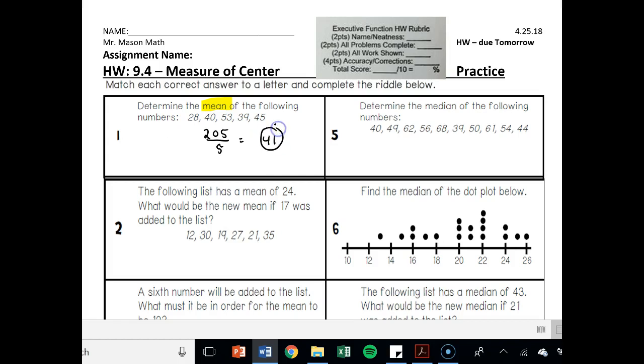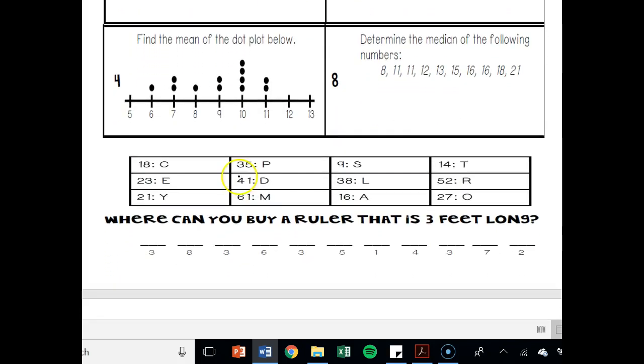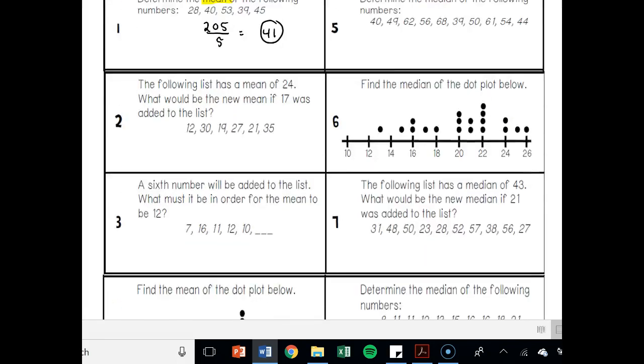Please circle it. And then on the bottom, you're going to find 41. You're going to say, oh, that's D, right? You're going to cross that off. And you're going to say on number 1, D, right? So you're going to be answering the riddle, where can you buy a ruler that is 3 feet long?